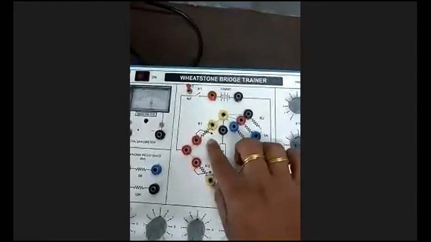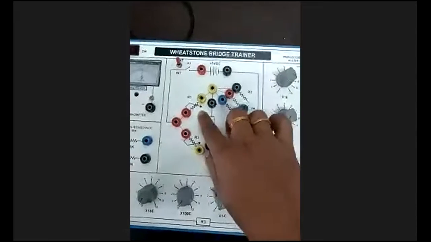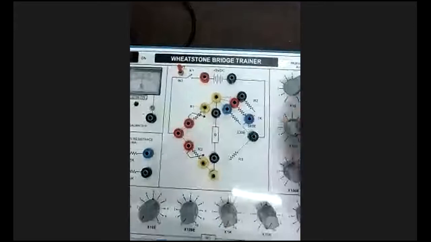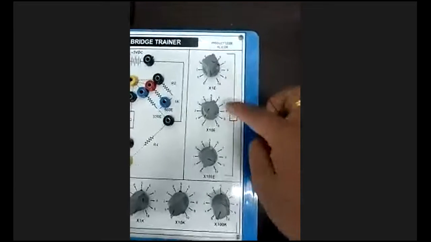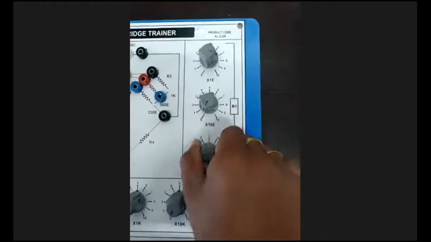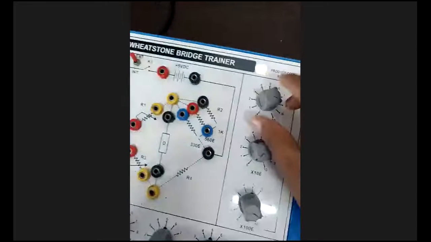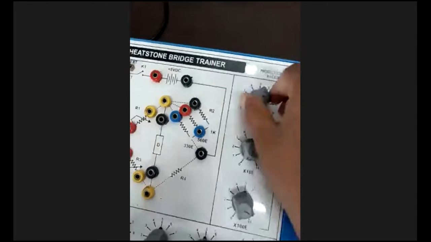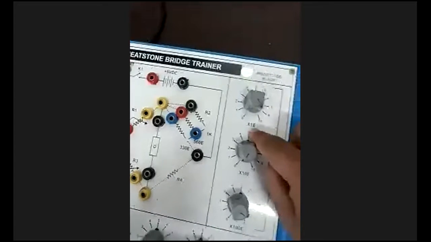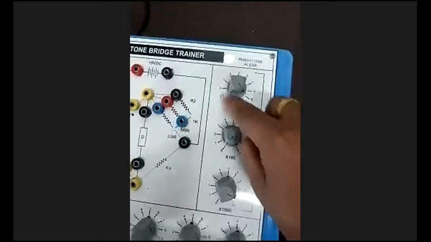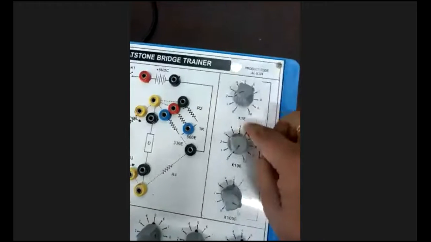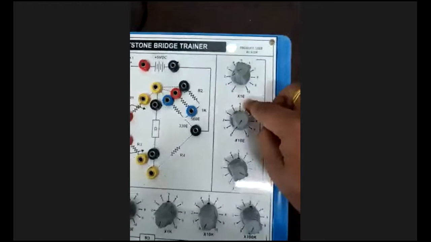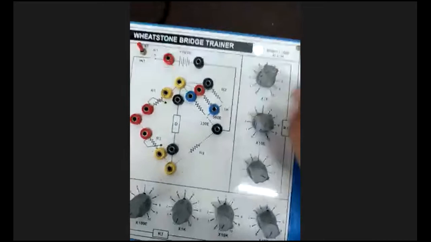See here, R1 is variable. Variable means, by using these three decade boxes, 1, 2, 3, we can vary it. Here we can consider 1 into 1E, where 1E indicates ohm. Now 1 into 1, how much? 1 ohm. 3 into 1, 3 ohm. Like that.